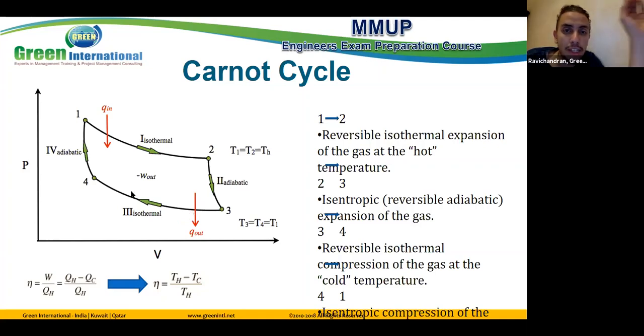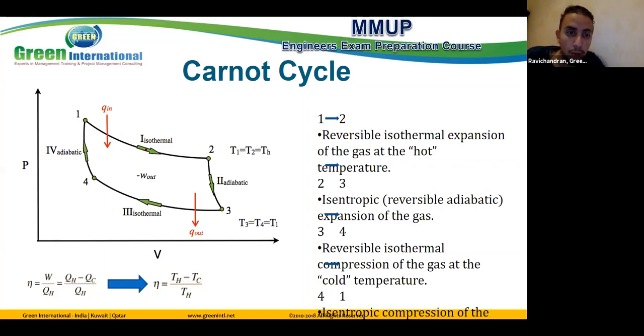Be aware, the Carnot cycle is the ideal cycle. Ideal cycle means the highest efficiency of any cycle ever. There is no cycle with efficiency higher than the Carnot cycle. Any cycle compared to Carnot should be less efficient. This is the ideal one.